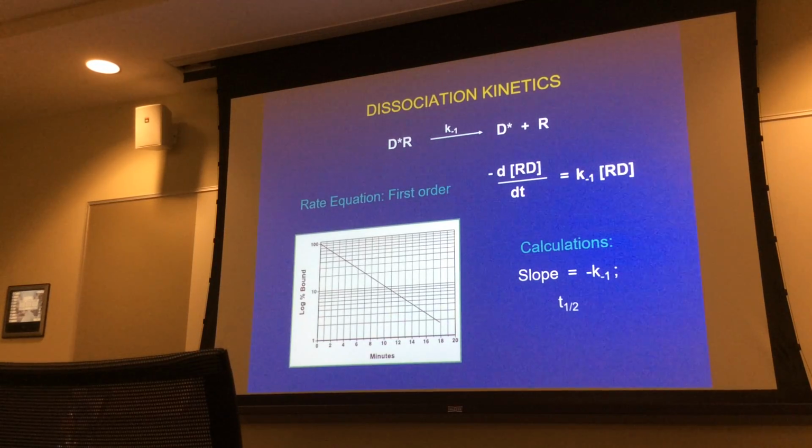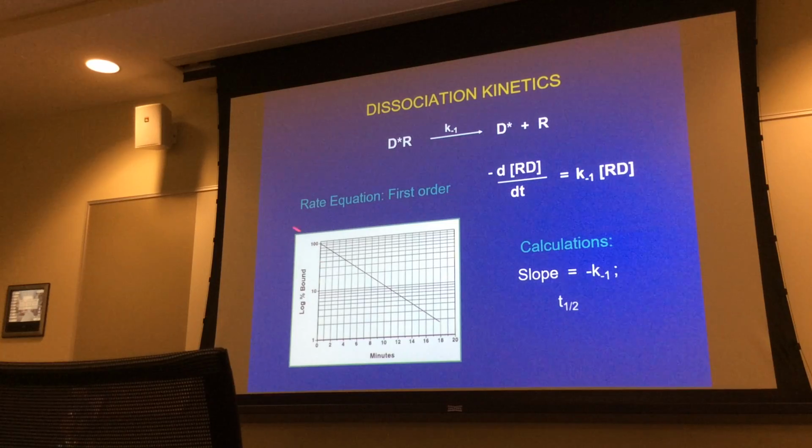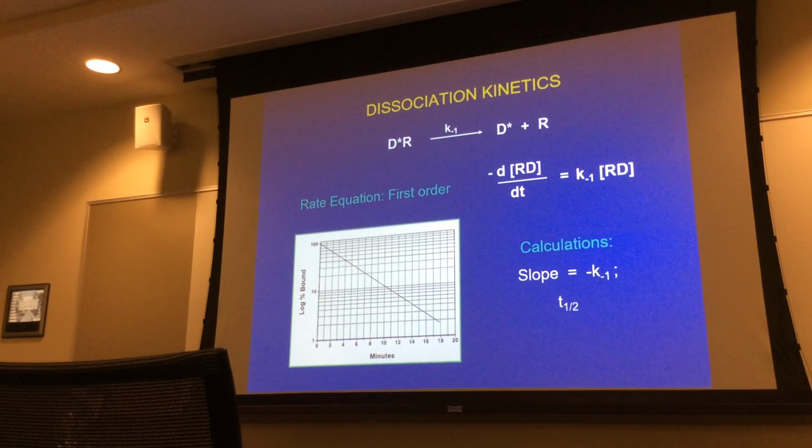So we plot it this way normally because it's a whole lot easier to see a linear plot than it is an exponential one. But the main reason we do that is because the main thing that we're interested in with dissociation is something called the half-life. The half-life of dissociation is, of course, the time it takes for the drug receptor complex to dissociate by 50%.